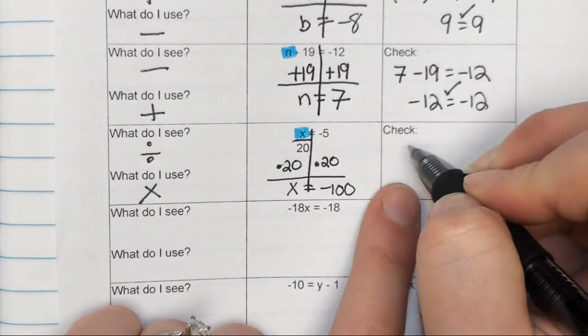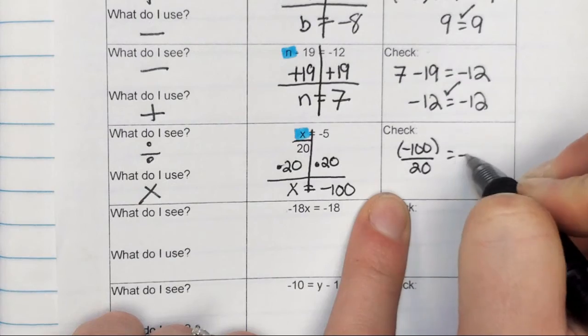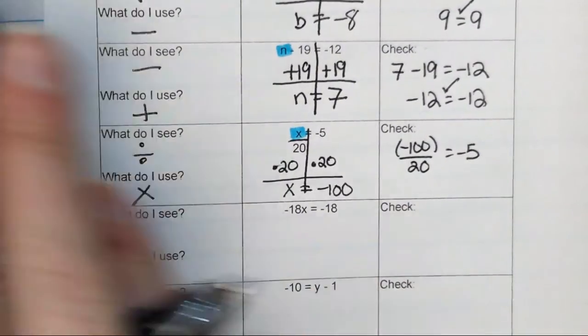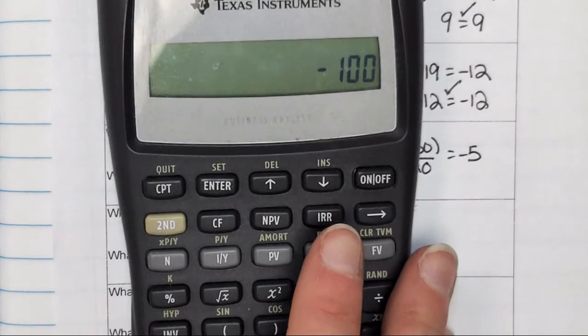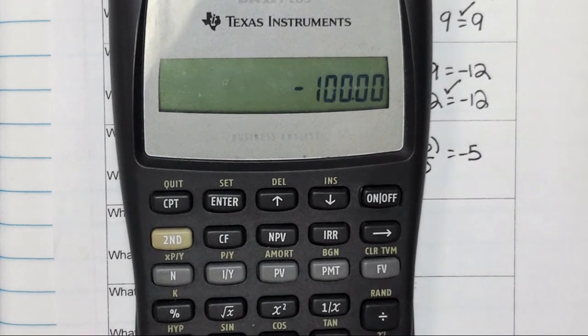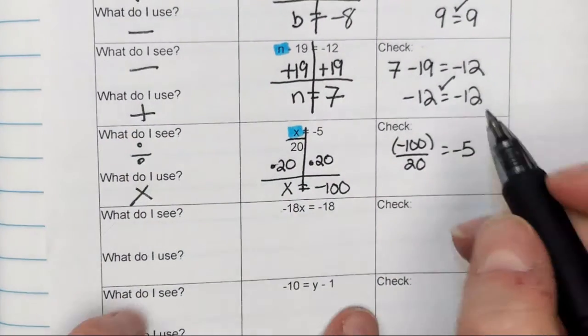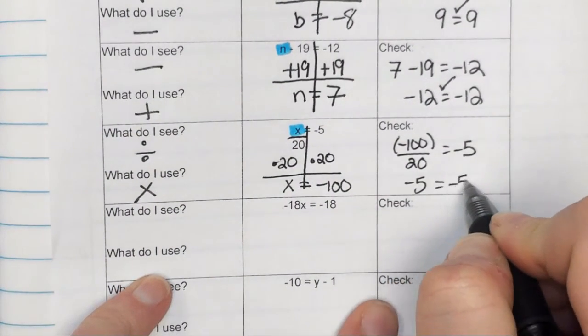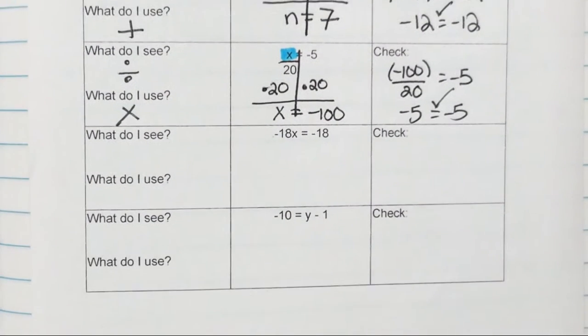And then I'm going to check it. Plug in negative 100 for x. And then I'm going to use my calculator. 100, and then press the plus minus button for negative 100. Divided by 20 is negative 5. So I end up with negative 5 is equal to negative 5. That one checks out. All right, 2 more to go.